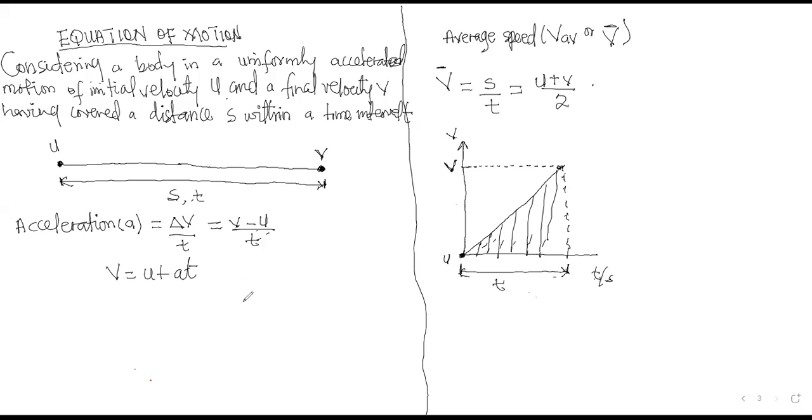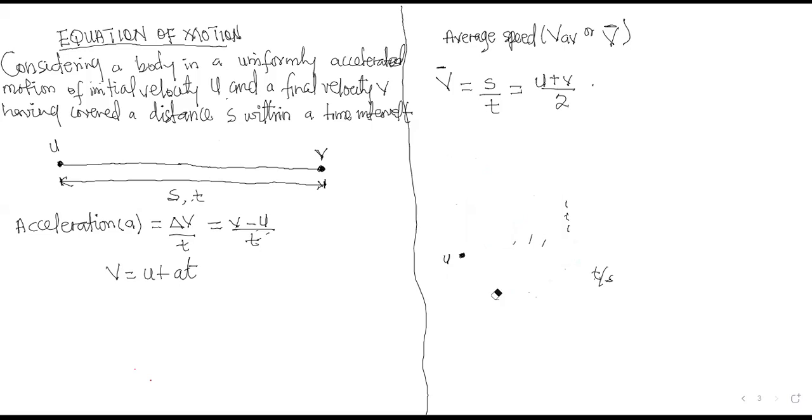So the average velocity is equal to S over T, and it's also equal to U plus V all over 2. So we have two ways of finding average velocity now. Any question? All right. So, Frank, can you explain the other formula for the average speed again?